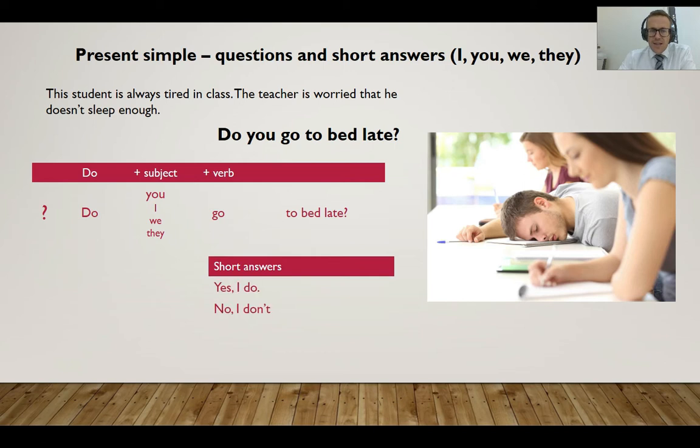Short answer: yes I do, no I don't. We don't use the full verb in the short answer. We don't say "yes I go" or "no I don't go." We say "no I don't," "yes I do."